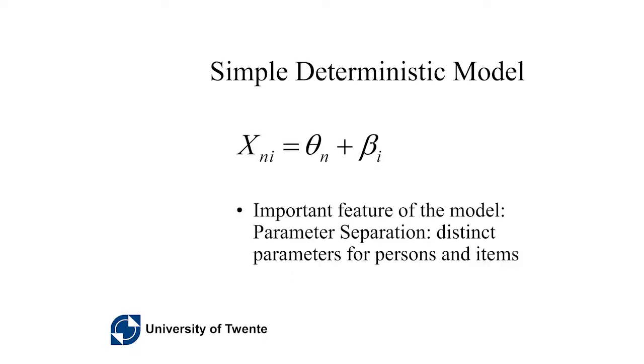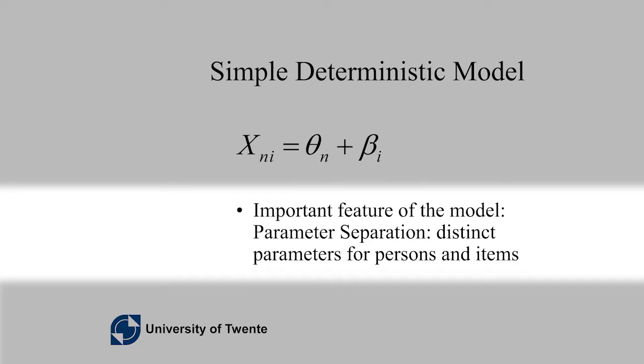Because what have we done? We have responses, let's call them x sub ni. N is an index for a person, i is an index for an item. These responses are a simple addition of a person effect, theta sub n, which is the proficiency level of a student, because if theta goes up, the score goes up. And an item easiness, beta sub i, because if beta goes up, also the response goes up. So it's easiness. And it gives the essential feature of item response theory, and that feature is parameter separation.